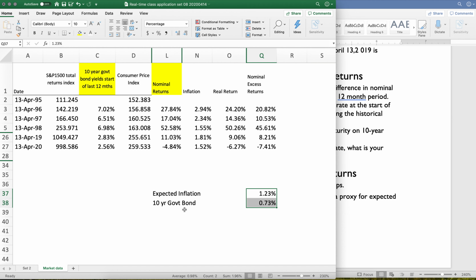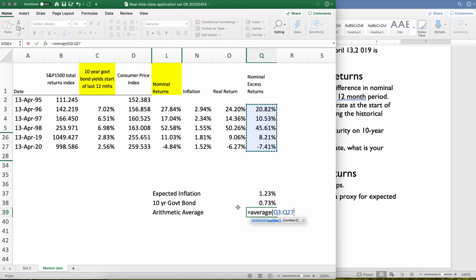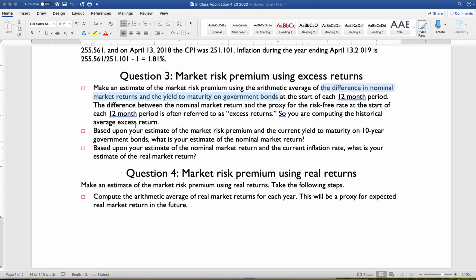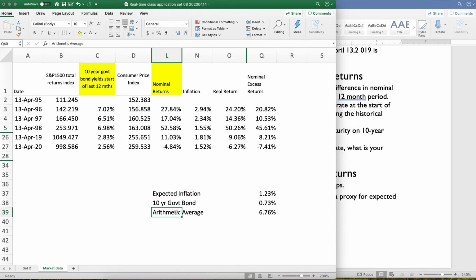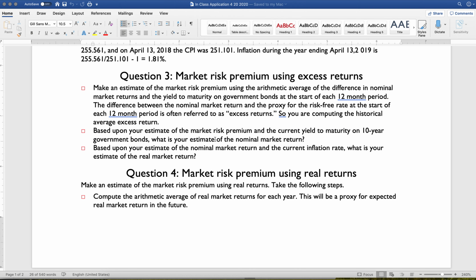And I'm going to move this over a little so that we have room. All right, so the arithmetic average is just going to be the average of these. And that's 6.76%. Now the next part says, based on your estimate of market risk premium, what is your estimate of nominal market return? Well, if this is excess return, then that means that, and what does he call it?